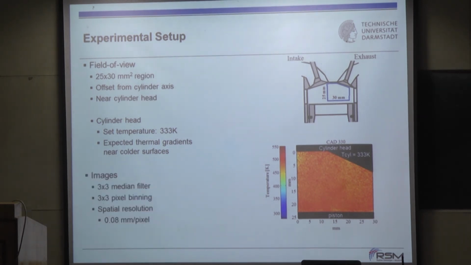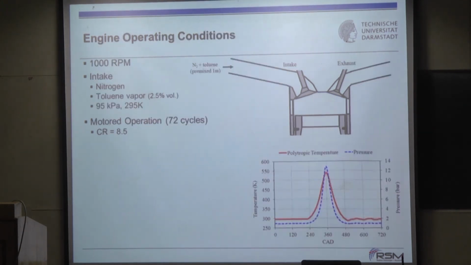Well, we then did some post-processing. The images were filtered and binned, and the spatial resolution in the end was 0.08 millimeter per pixel, 80 microns. But of course, by this operation, it was decreased. So maybe the spatial resolution in plane was in the order, I'm not sure anymore, I have to look that up, maybe in the order of 200 or 300 microns.